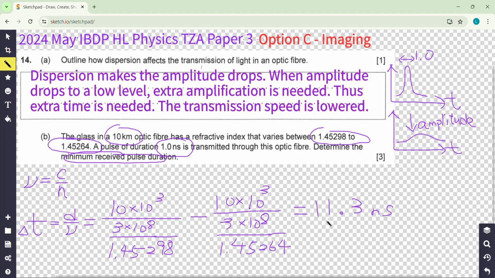So before it is 1, spread out, so add on, okay? So you can say minimum duration. Remember, always take the worse case, okay? So add together 1.0 plus 11.3, so it is 12.3 nanoseconds. I think the term minimum means that there may be other reasons for this dispersion, so the minimum one is here if it gets other kinds of dispersion, okay?